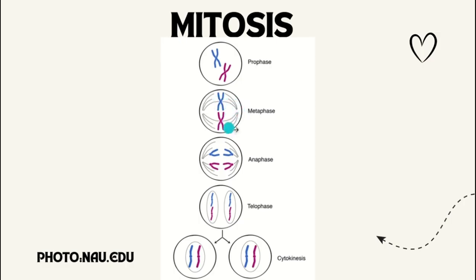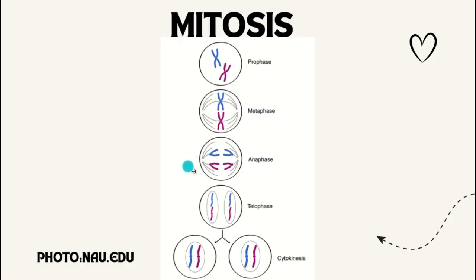When these spindle fibers extend, they are going to attach themselves to something called a kinetochore. The kinetochore is at the back of the centromere, so it's going to attach to the kinetochore, which is on the centromere right here. So these spindle fibers extend, they attach themselves, and we have the chromosomes lining up at the equator. Those are the main things that are happening in metaphase.